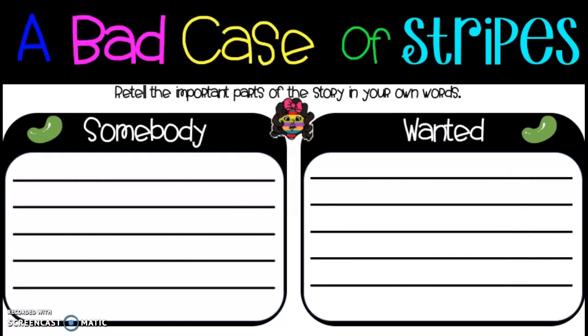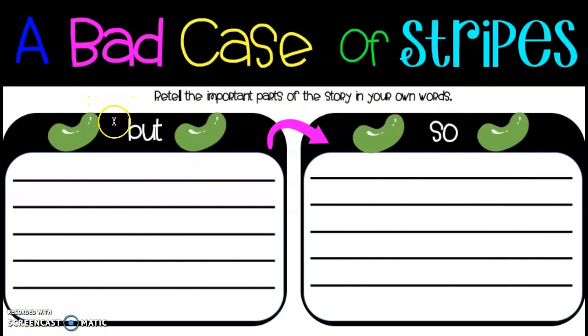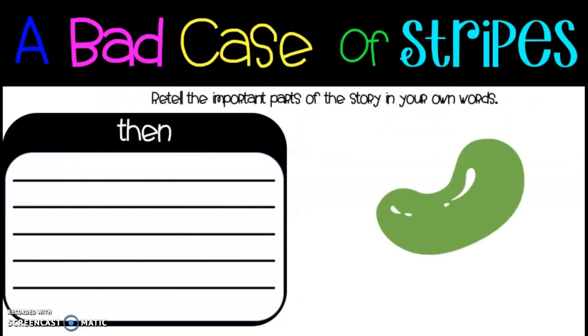After you've practiced summarizing in the video, then you're going to summarize our story, A Bad Case of Stripes. So what you're going to do is retell the important parts of the story using your own words. Under each portion, you have our clue words, somebody, wanted, but, so, and then.